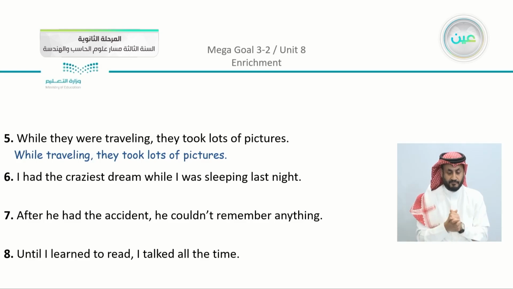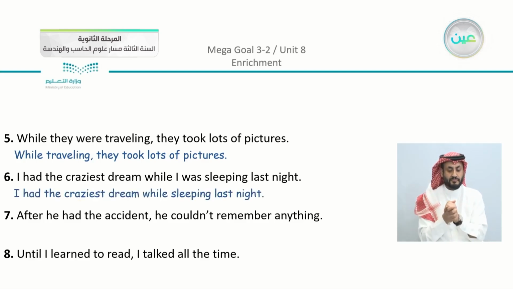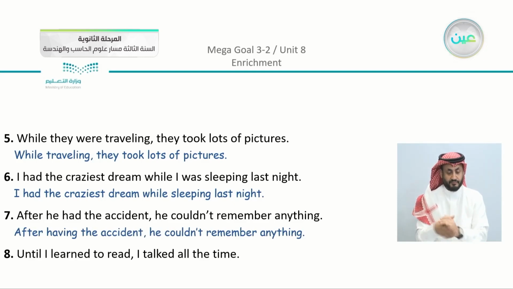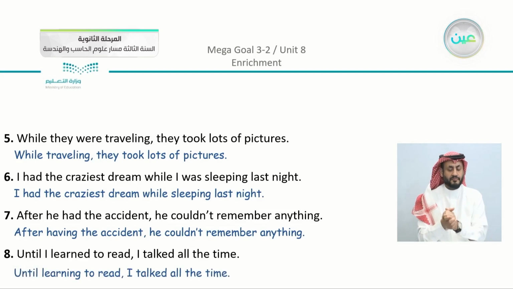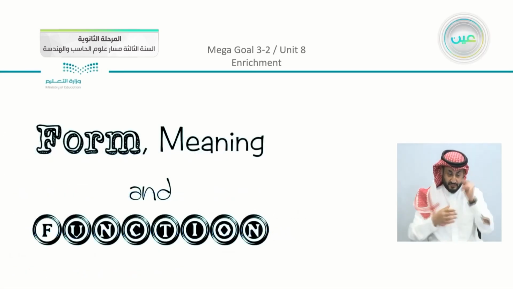Number 6, I had the craziest dream while I was sleeping last night. So we have here, I had the craziest dream while sleeping last night. Number 7, after he had the accident, he couldn't remember anything. We can say that after having the accident, he couldn't remember anything. Reaching the last exercise that we have here, number 8, until I learned to read, I talked all the time. We can say that until learning to read, I talked all the time. So we have plenty of exercises here just to make sure that everything is on track.